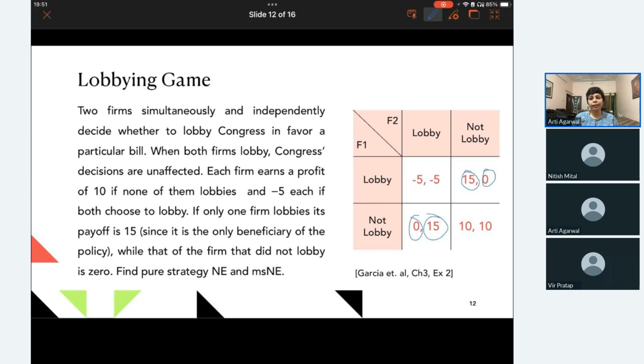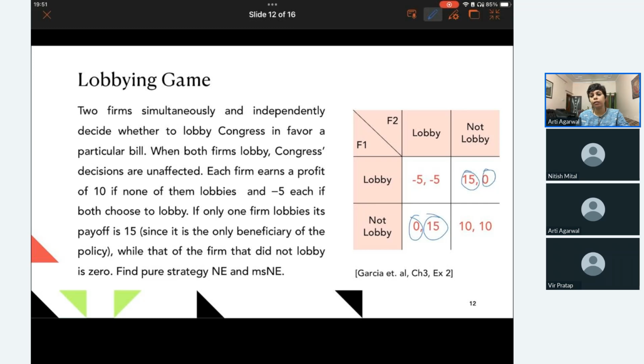This is an anti-coordination game. And if you're able to write this game table and you understand this is an anti-coordination game, much of the problem is already solved. You can solve this the same way as we did the chicken game. The payoffs are of course different, but the setup is the same.